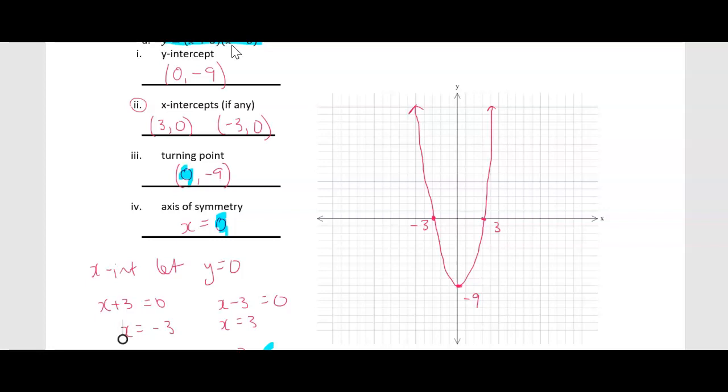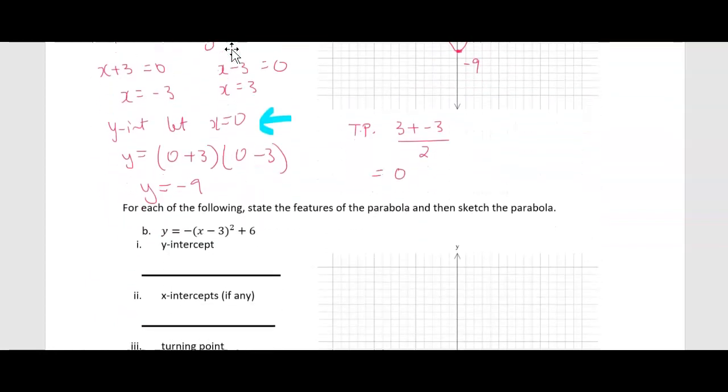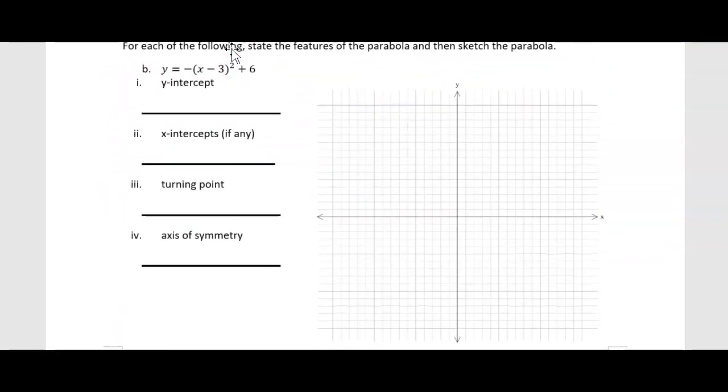Trust me. If you make a mistake in pen, and you've only got one grid, it's just going to be a bunch of scribble. So if you do it in pencil, at least you can rub it out. All right, moving on to the next one.